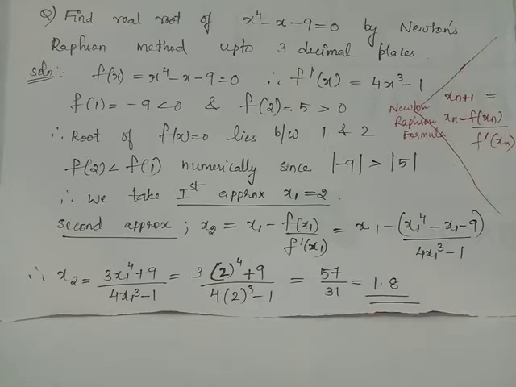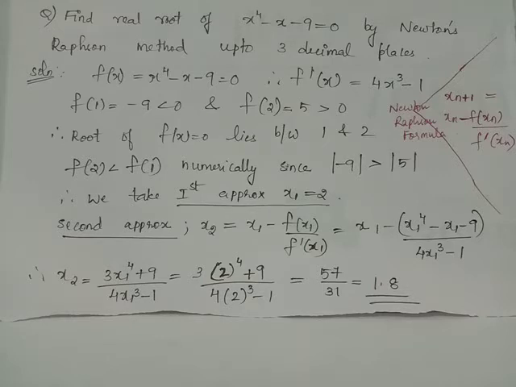When you give x equals 1 in f of x, you get f of 1 equals minus 9, which is negative. When you give x equals 2 in f of x, you get f of 2 equals 5, which is positive. From this observation, we understand the root of f of x equals 0 lies between x equals 1 and x equals 2. When you take absolute values of f of 1 and f of 2, you observe that the absolute value of minus 9 is greater than the absolute value of 5.